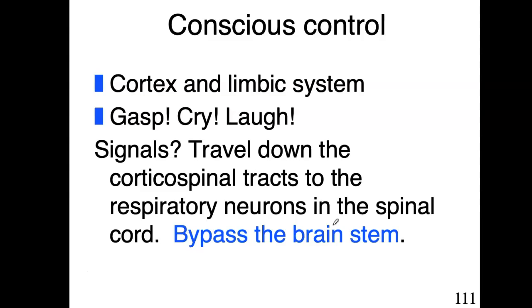So these are signals that travel from the cortex of the brain down the corticospinal tracts to the respiratory neurons in the spinal cord. They totally bypass the brainstem and they go straight down and make those bronchi contract, move air quickly, cough, and move things out of the way. So that's a whole sort of different system of moving air in and out of the lung.